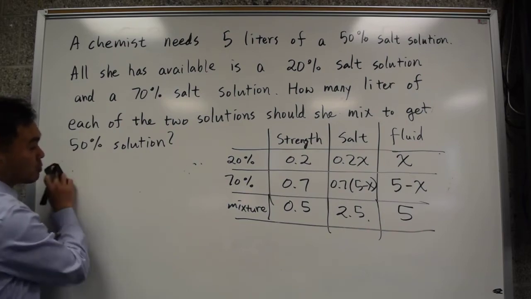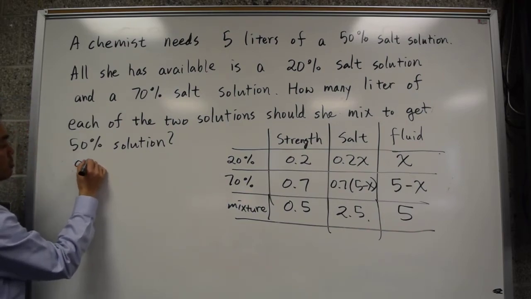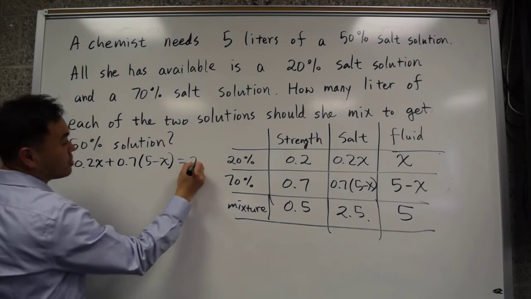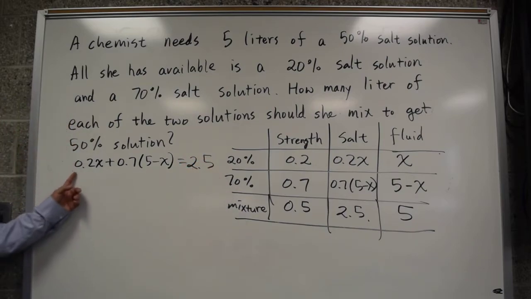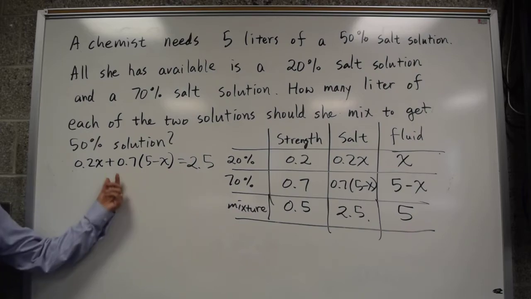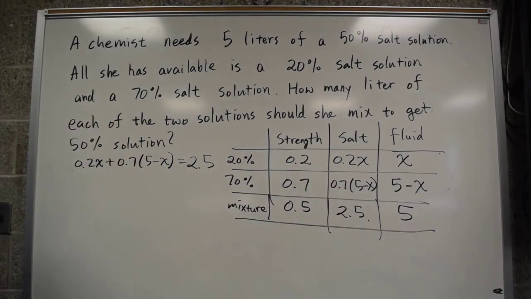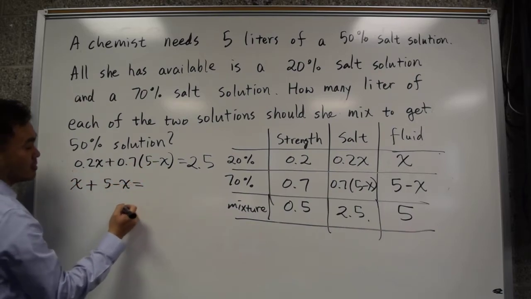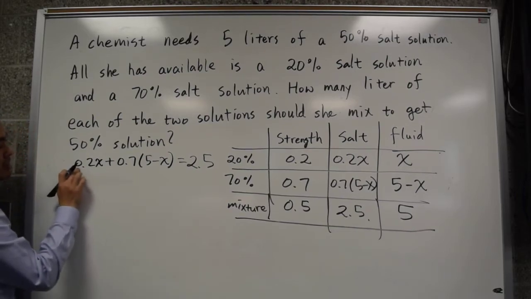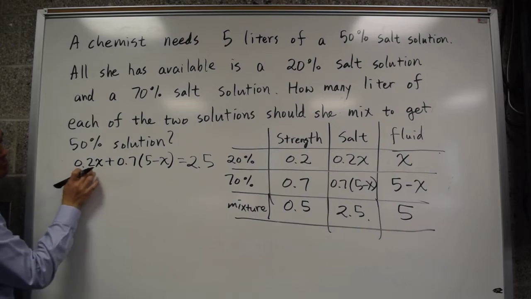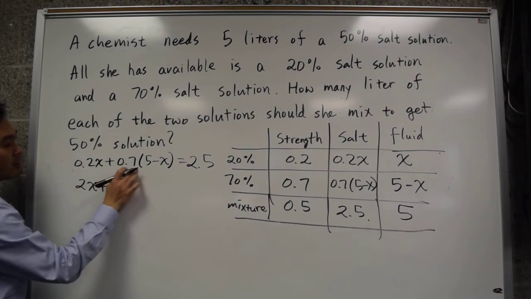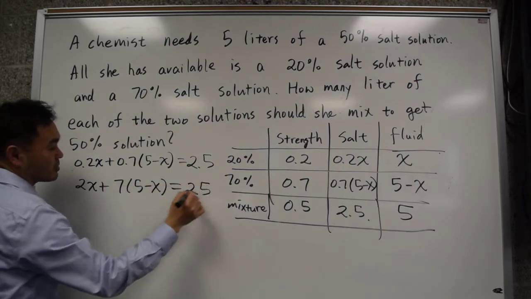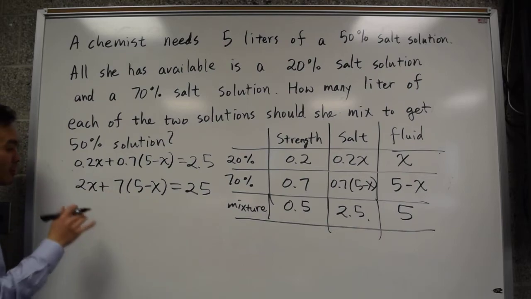So what we do is we write down that equation which says 0.2x plus 0.7 times 5 minus x should equal to 2.5, right? Just like that. Add these two things, it should equal to 2.5, right? And then you multiply 10 on both sides. Multiplying by 10 gets rid of the point, right? 10 times 0.2 is just 2x. 10 times 0.7 is just 7. 10 times 2.5 is 25. And I like that because I don't like decimals.